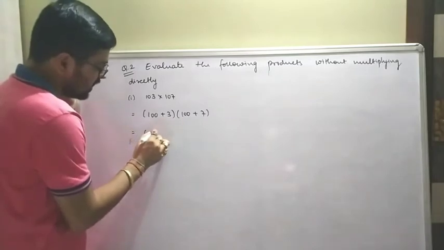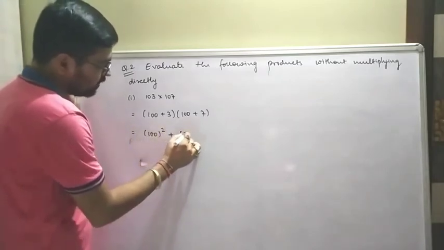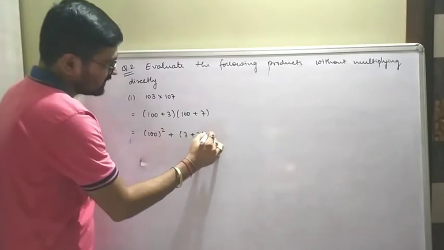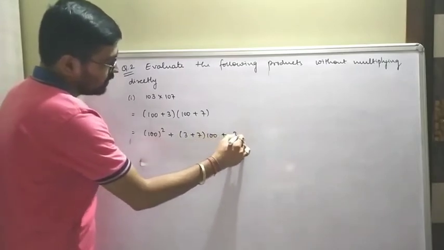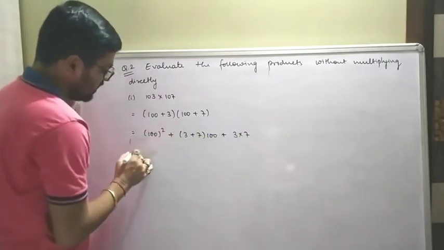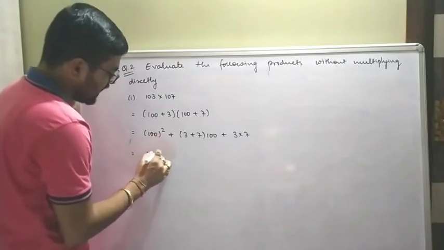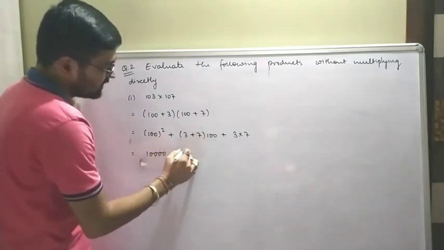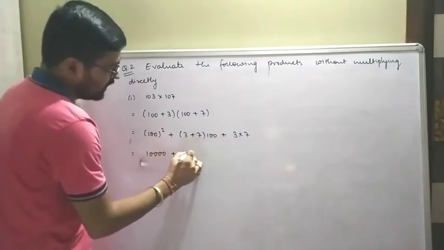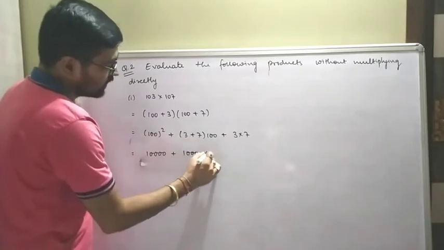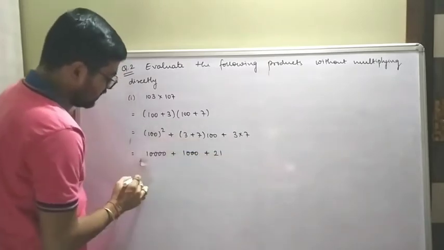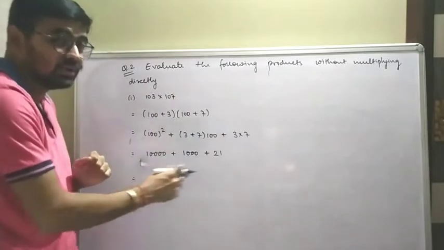So it becomes 100 square plus bracket 3 plus 7 into 100 plus 3 into 7. So 100 square will be 10,000. 3 plus 7 is 10. 10 into 100 will be 1000, plus 7 3s are 21. And I told you how to do this addition.